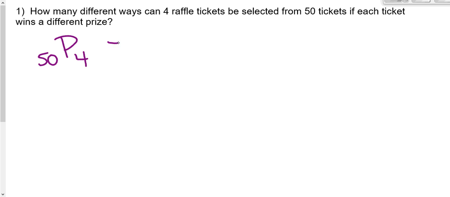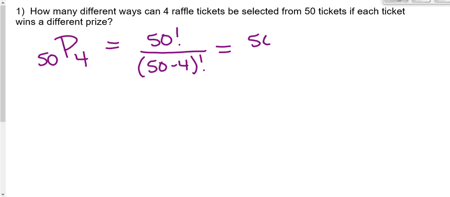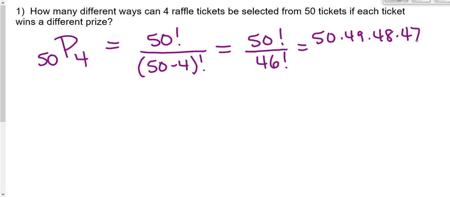And if you were working that out by hand, that would be 50 factorial divided by 50 minus 4 factorial. And you could expand that and you could work that out by hand. It's equivalent to 50 factorial over 46 factorial. So if you did have to do that by hand, all you would be doing is 50 times 49 times 48 times 47. So that wouldn't be too bad. But instead, if you want to use your permutation button, you get 5,527,200.